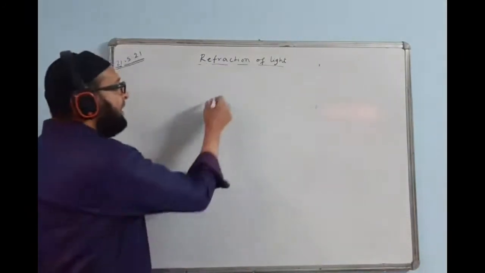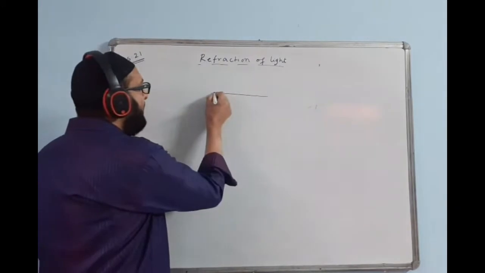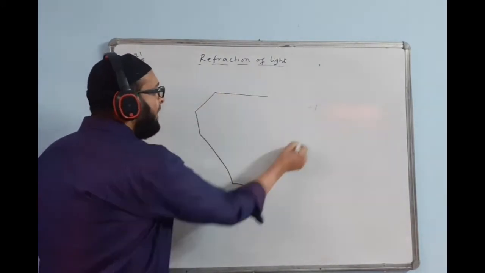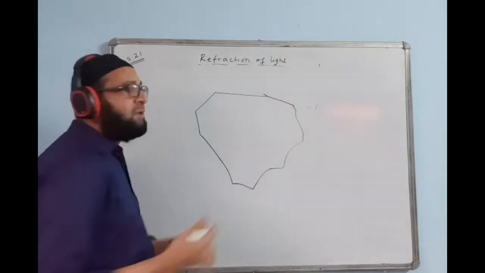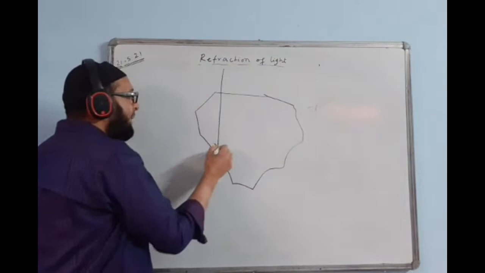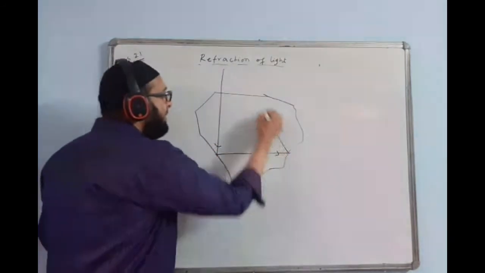Same thing happens in a diamond. Diamond is also made up of glass only, but it has a large number of cut surfaces. Suppose this is the shape of the diamond. Any ray of light entering through this, what happens? It remains trapped like this. It will remain inside only.